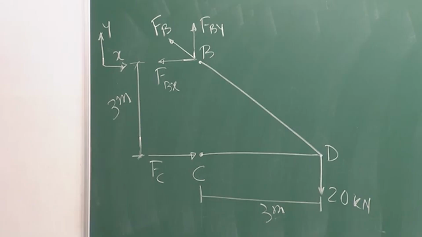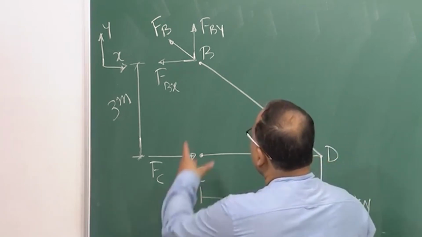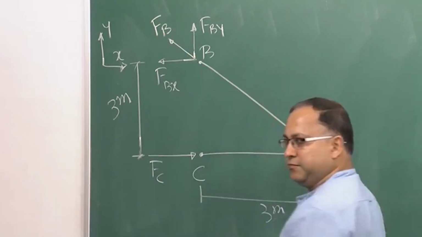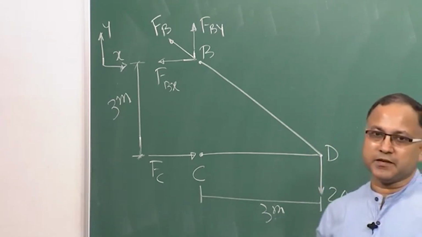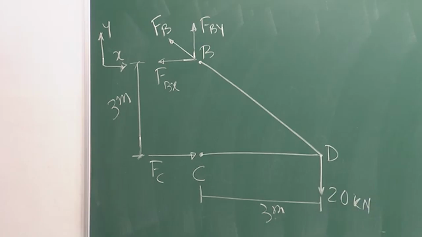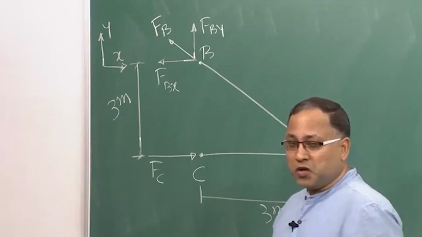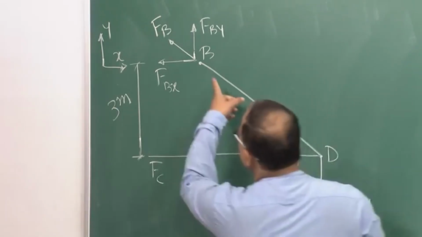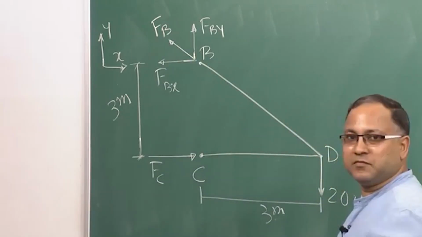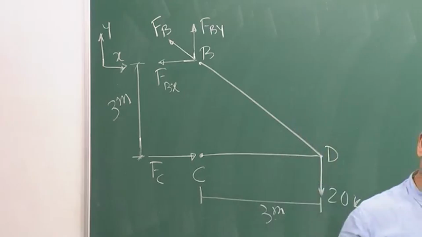Fine. So, this is my free body diagram. Agreed? Now, you may ask me, I am showing FB like that. So, our objective for this problem is to find out FB and FC. Those are the support reactions. Now, it is obviously coming to your mind that I have shown FB in this direction and FC in the horizontal direction. Now, who is telling me to take these directions?